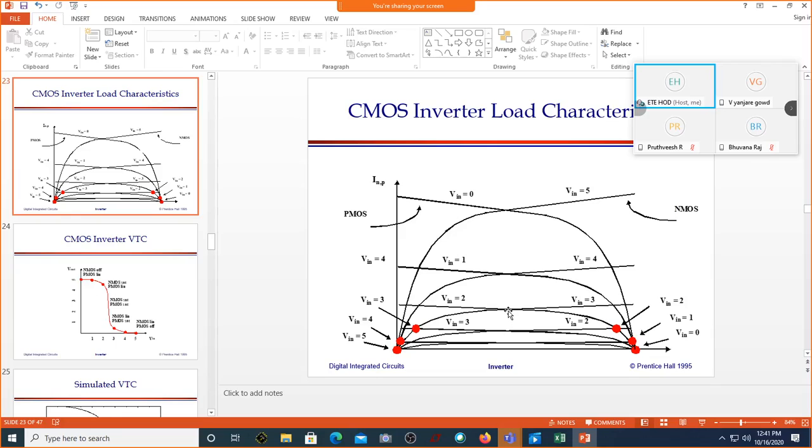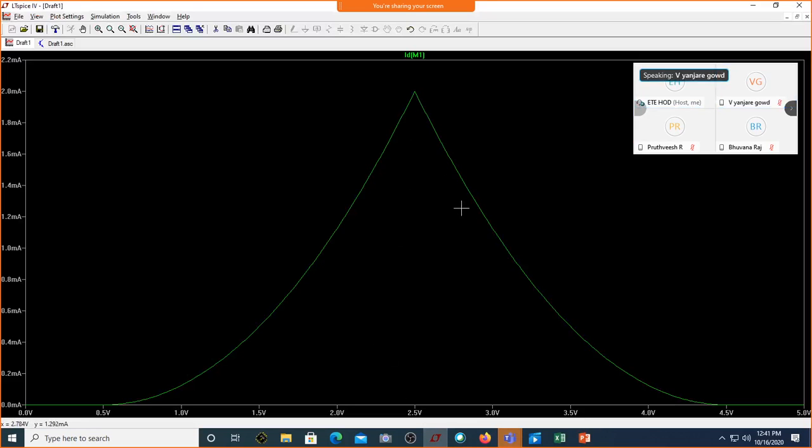So at around 2.5 they'll meet somewhere here. Am I correct? And then it again reduces. So the maximum current flows when both are in saturation condition, and that too when the input voltage is exactly half of the VDD. Correct? Shall we see the output now?